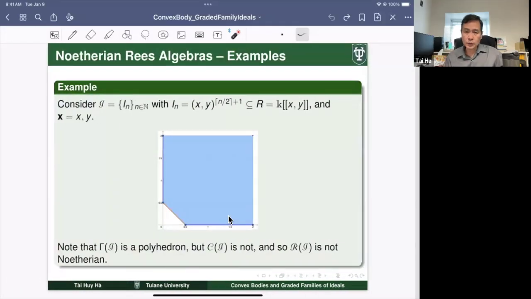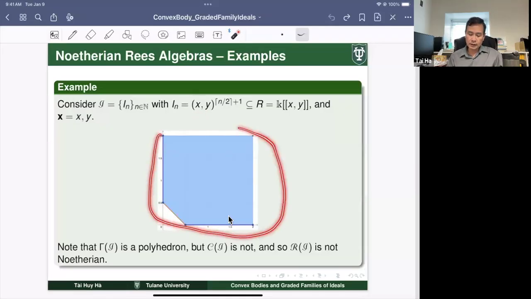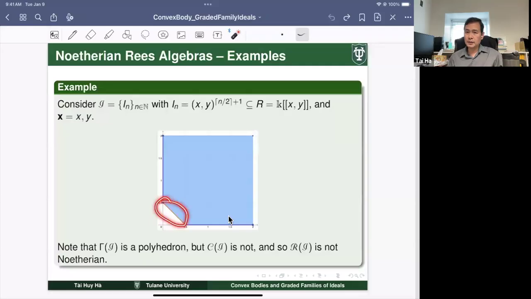Okay, so now let's go back to one of our examples where the family is given by x y to the power ceiling of n over 2 plus 1. This is, as we have seen, the blue part is the limiting body without this segment, and so it is not a polyhedron because it's not closed, right? And so in this case, the Rees algebra is not Noetherian.